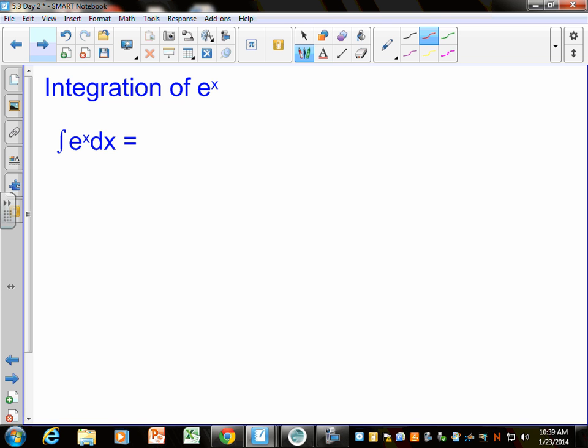I was worried. What do you think the integral of e to the x is? Yeah, because the derivative of e to the x is e to the x. And don't forget plus c.